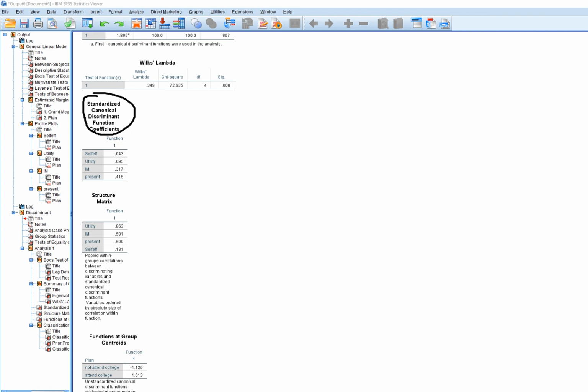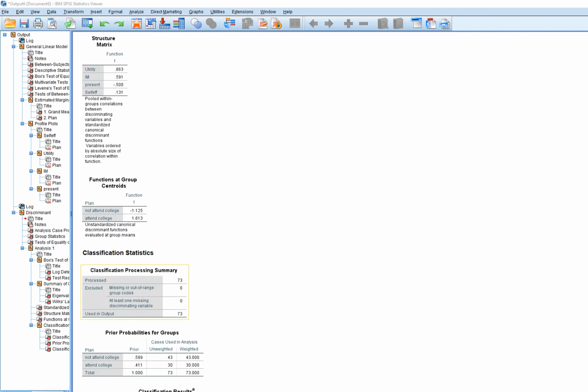And so we could say that perceived utility is highly related to the function. Intrinsic motivation has a lower relationship, and present orientation is exhibiting a negative relationship, but it's fairly high. So if we take the absolute values of these, we can sort of rank order these variables in terms of their relative contribution. So you can see utility is contributing most to group separation on the function, followed by present orientation, followed by the intrinsic motivation, and then the weakest contributor to group separation was self-efficacy. So that's essentially the name of the game.